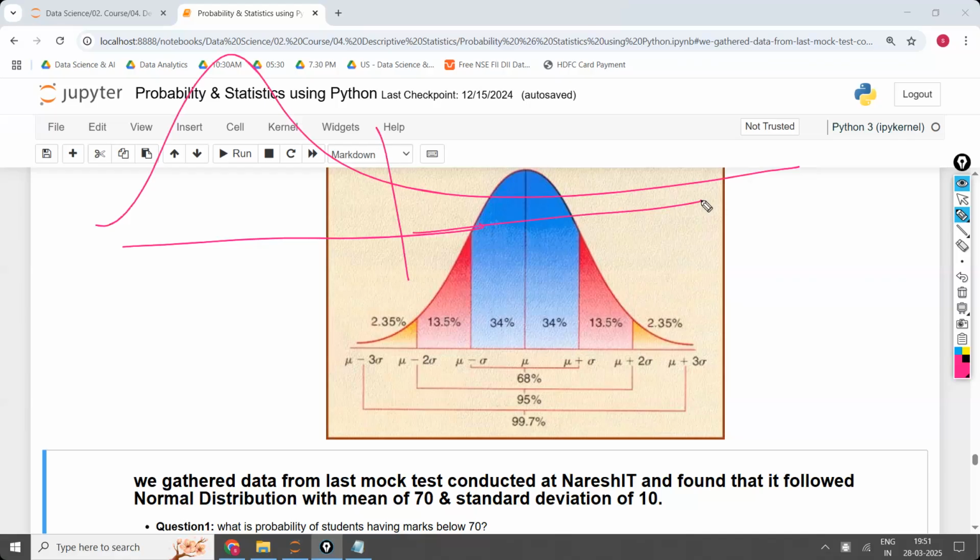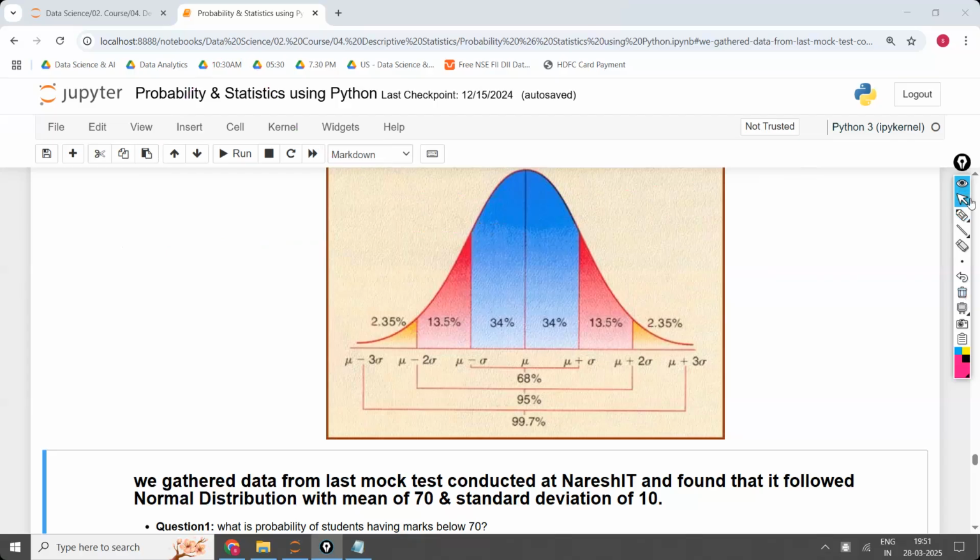Point is clear, guys. Since it is not symmetrical, one side you will have more than 50%, the other side you will have less than 50%, but total will be 1 only. Total cannot be more than that. For symmetrical distribution, exactly how much is on the left side, the right side will also have the same.